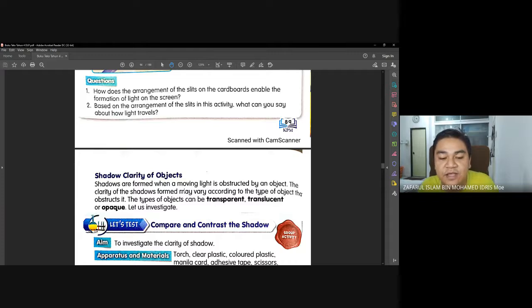So ketiga-tiga objek ni mempunyai sifat-sifat dia tersendiri, iaitu transparent, allow all the light to go past through it. That translucent only allow some of the light. Ingat, some of the light. And then the opaque do not allow any light to go past through it. Okay, langsung tak berikan cahaya untuk menembusinya.